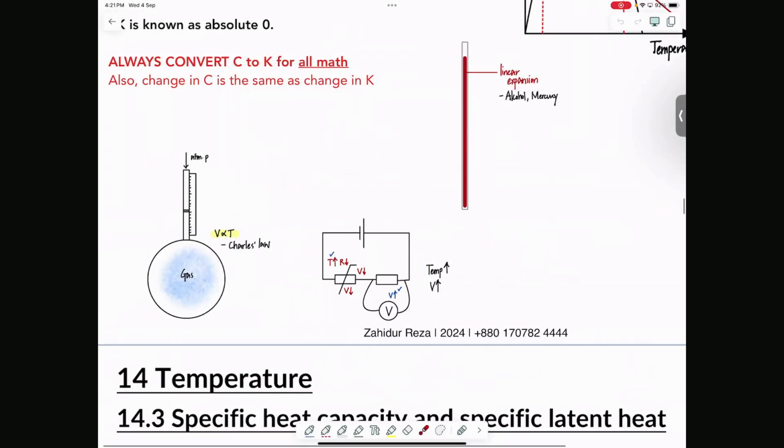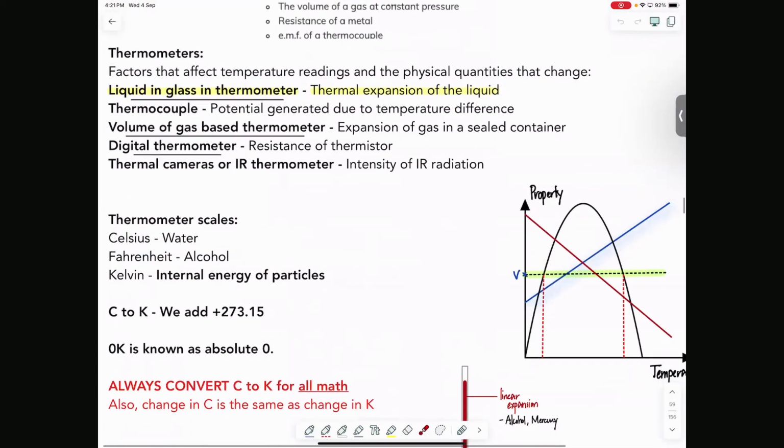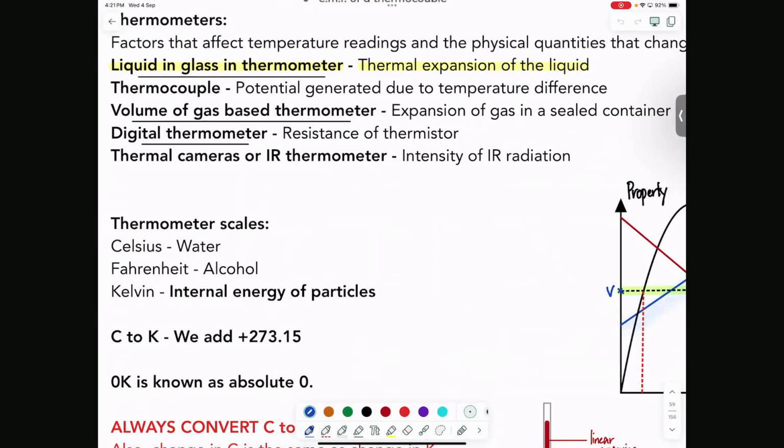So yeah, this is the digital thermometer. And the other one, the modern day version, your syllabus doesn't allow you to use it, but it's there. What is it called? Thermal cameras and infrared thermometers. You just point your thermometer at a location. What does the location radiate? Infrared. And the thermometer picks up that infrared and it gives you an estimation of the temperature, right?